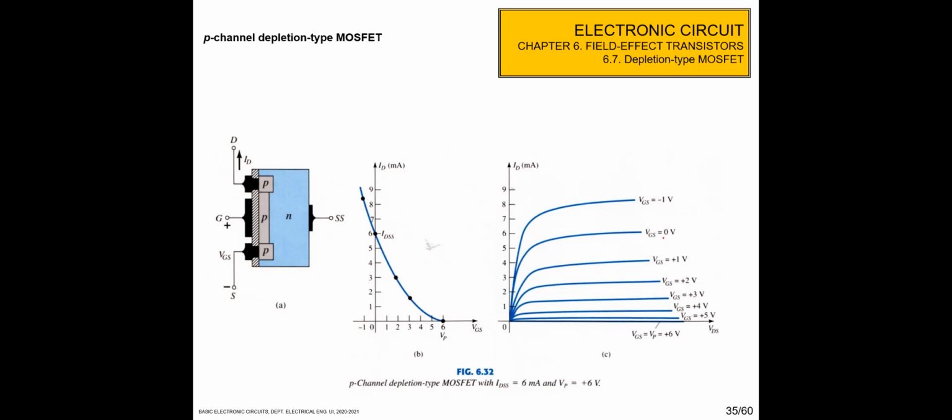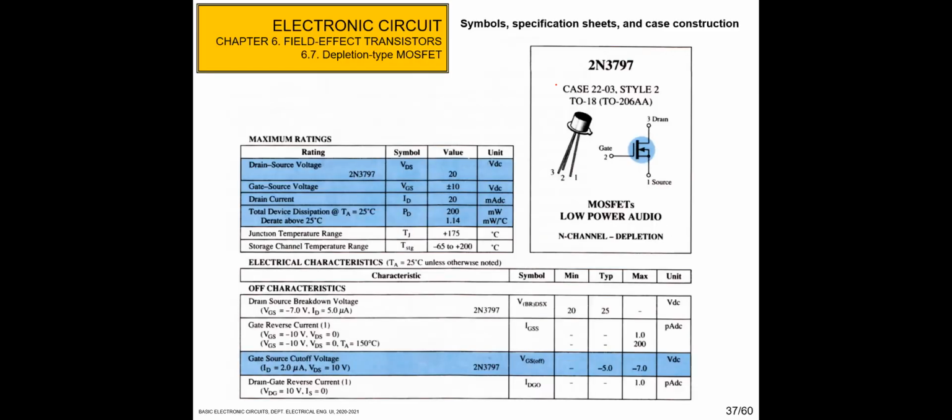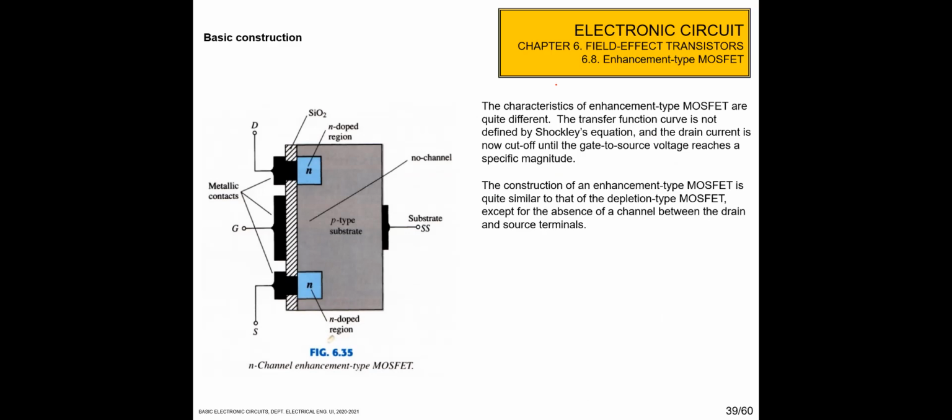We have to draw 4 points, like here, here, here, and here. So we can draw the characteristic. This is the N channel, and this is the P channel. Okay, this is the depletion type MOSFET specification sheet. You will see it in the lab.